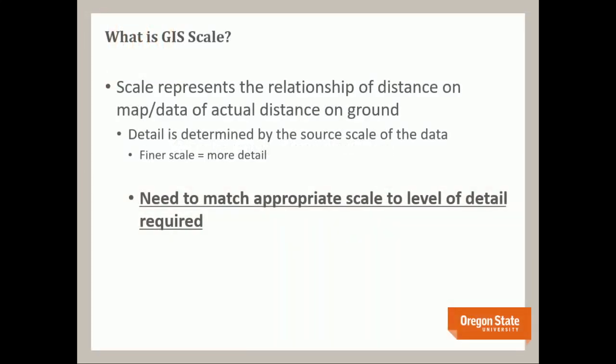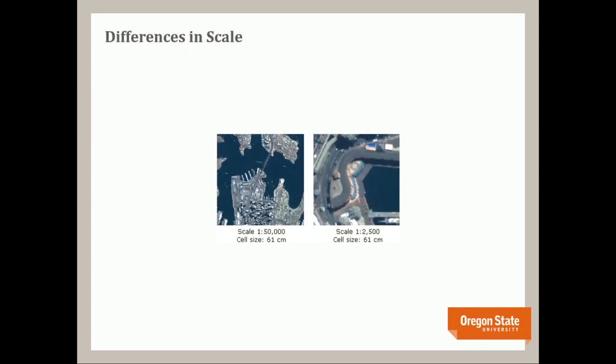What is GIS scale? Scale represents the relationship of distance on a map or the data to the actual distance on the ground. Detail is determined by the source scale of the data. Finer scale actually represents more detail in the case of remote sensing or GIS-based image. We need to match the appropriate scale to the level of detail required. So here are some examples.